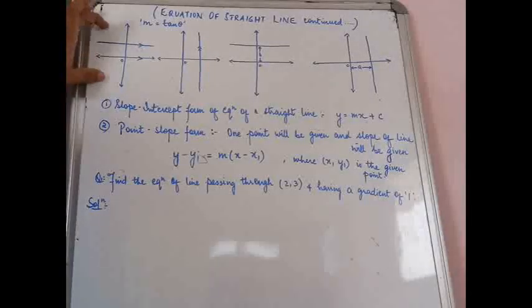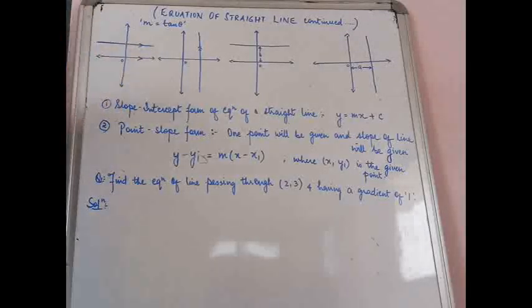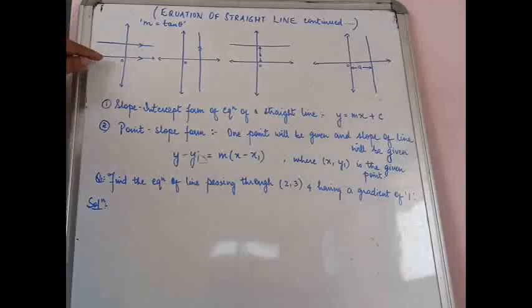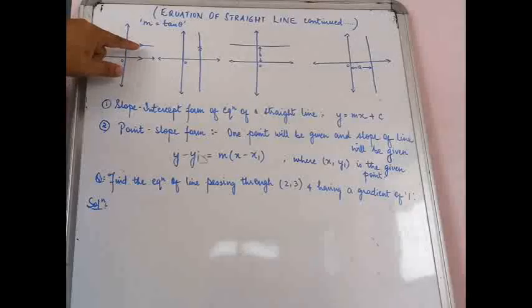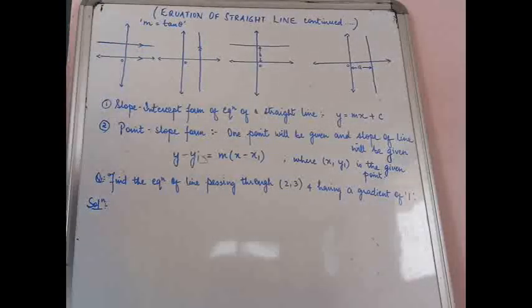Now, let us have a look at the first case. This is the line that I am talking about. As you can see, the line that we are dealing with in this particular question is running parallel to the x-axis. You can see these arrows. So this line is parallel to the x-axis.